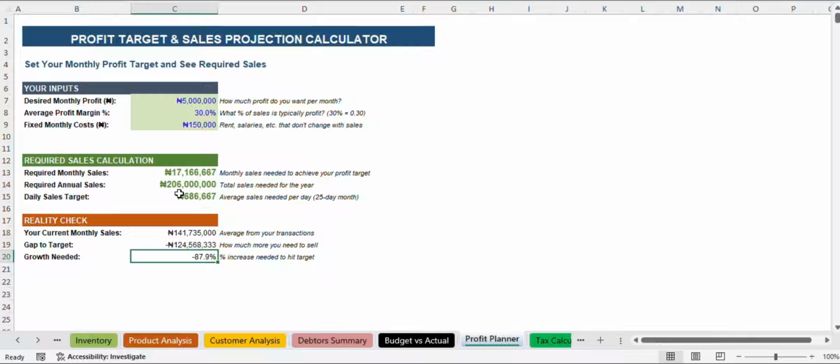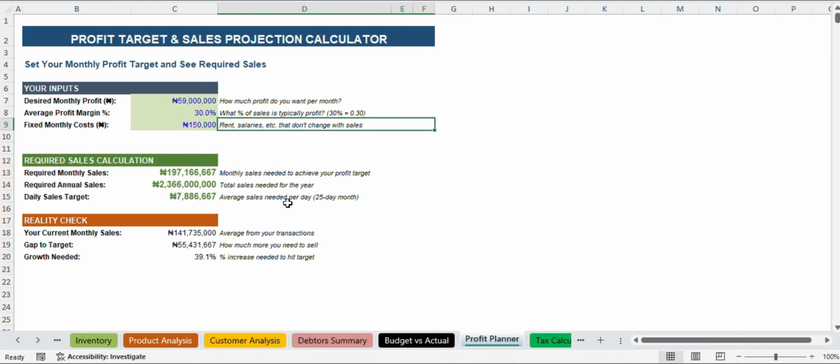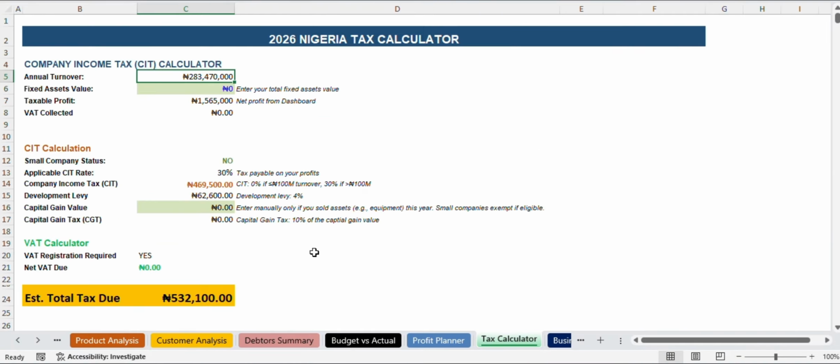So if we decide that, oh, we want to change this, we want to make, let's say, 59 million, the price also changes as well. So that's the profit planner. Let's move over to the task calculator. In the task calculator, you only need to define your fixed asset value and your capital gain.